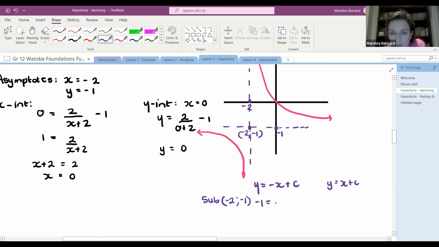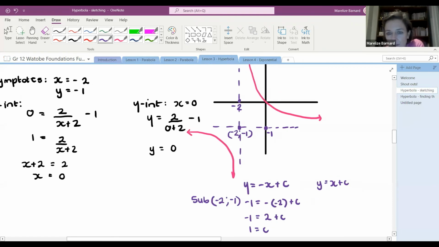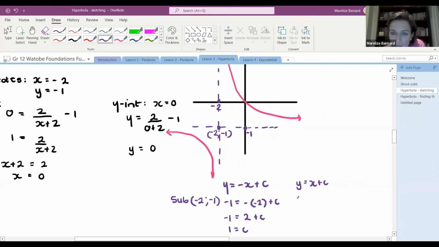So this is minus 1. So minus 1 is 2 plus c, and 1 is c. And then the other one, we do the same, minus 1 and minus 2 plus c. Ma'am, I think the first one is actually negative 3, because the 2 will become negative 2, yeah. Thanks, Ms. Coco. And then this one will be 1. Yes, our axes of symmetry are y equals minus x minus 3 and y equals x plus 1.